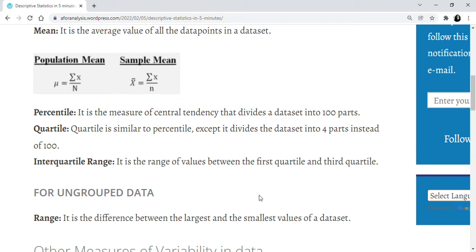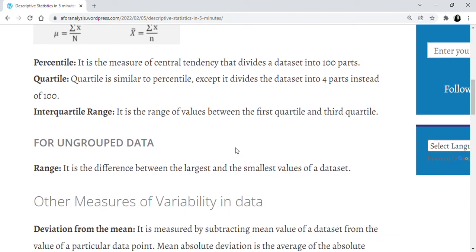And there is interquartile range, which tells you the difference between the third quartile and first quartile. So if you know the value of your third quartile and the value of your first quartile of a particular data set, then just by subtracting the first quartile from the third quartile, you will get the interquartile range, which is IQR. It is Q3 minus Q1.